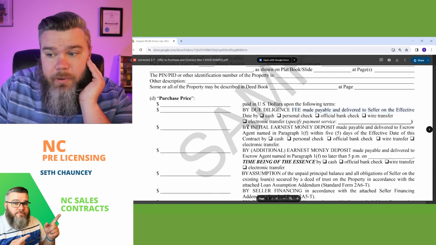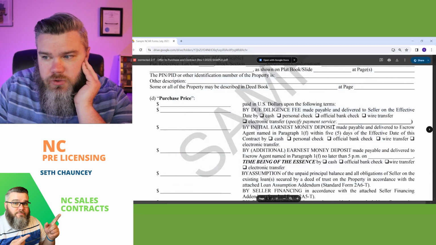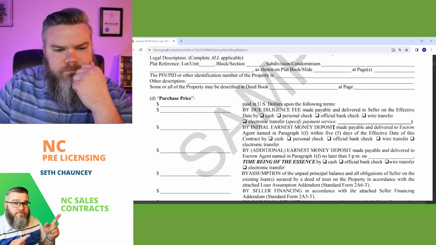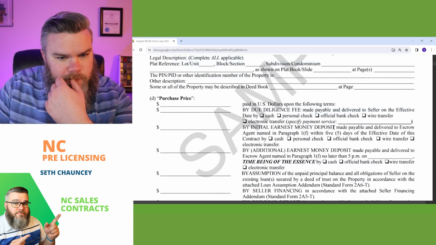Now, we talked about earnest money. Earnest money is, what do we call it from a remedy point of view? What was the other name for it? Isn't earnest money and due diligence the same thing? No, absolutely not.